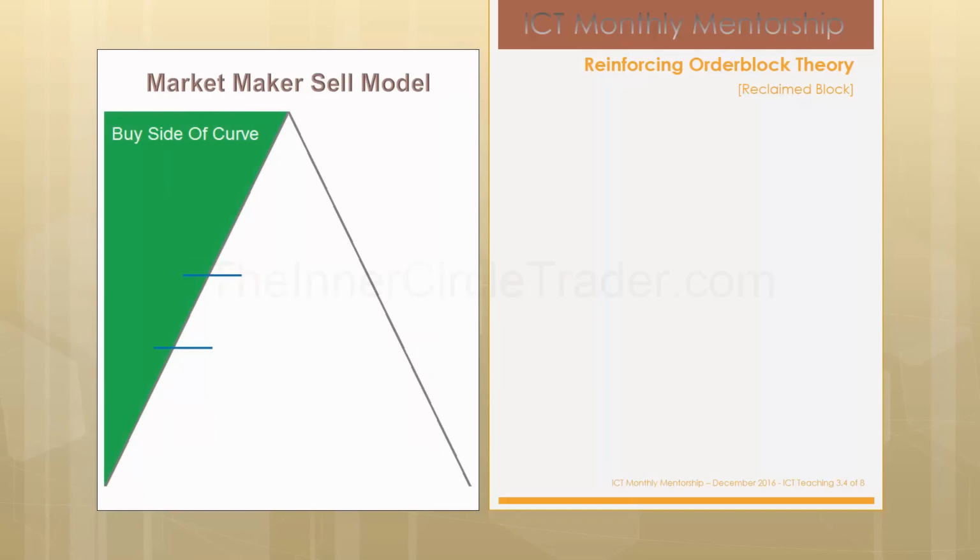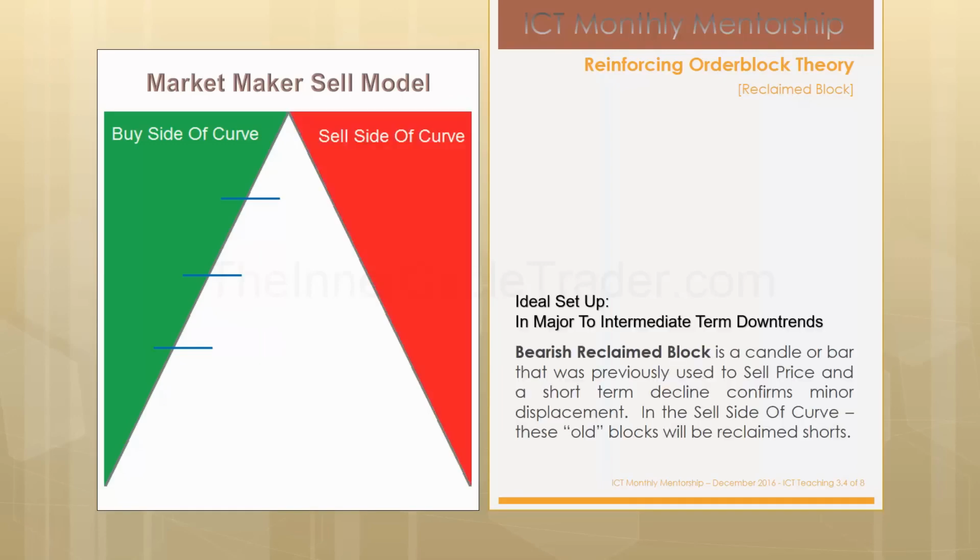Every up candle that sees a displacement or a short-term decline confirms that there is hedging underway. That means that they're selling short early, and market makers are selling into these rallies. When we get to the sell side of the curve, every single time we see the market trade back up into an up candle or bullish candle right before the down move during the buy side of the curve, that bearish order block is going to be reclaimed. And you can take that as a new short.